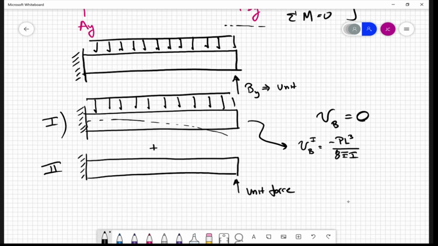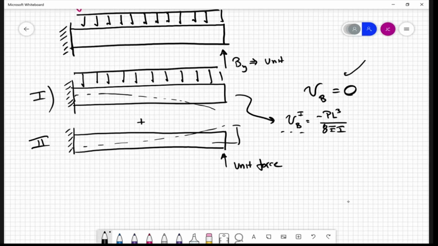Now, what we need to have happen is we need to consider this case where it kicks up, and this deflection here has to be the opposite of what that deflection is. It has to be such that it makes the net deflection at point B go to 0, all right? And so that's why we use the unit force there. So I'm going to call this, let's not use P. Let's use F for now.